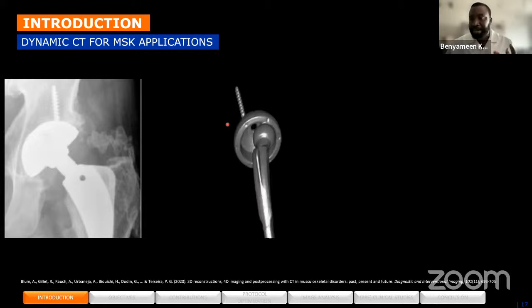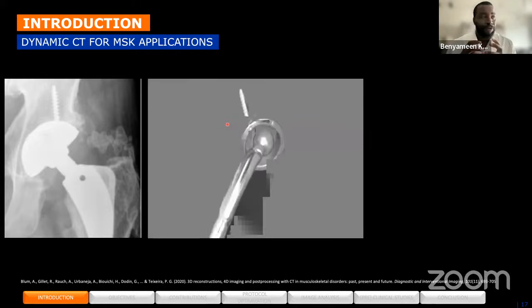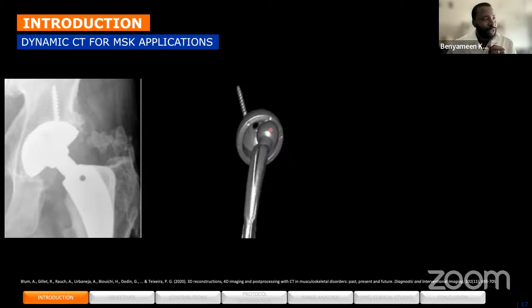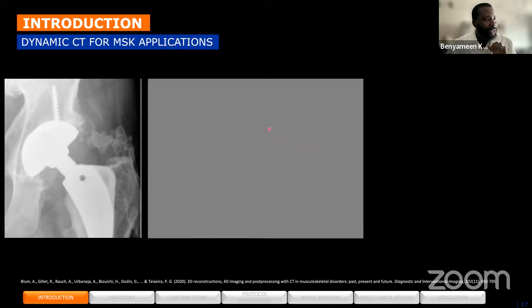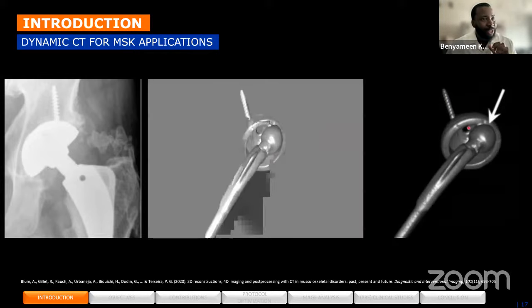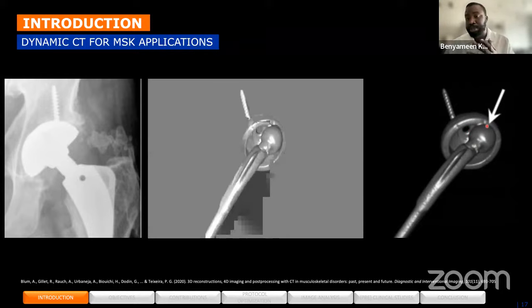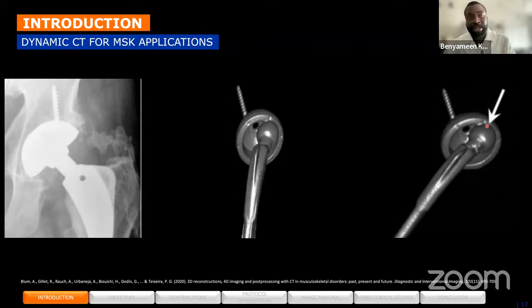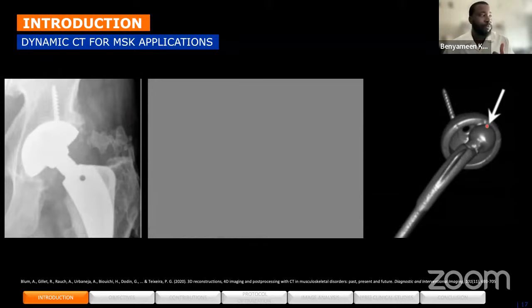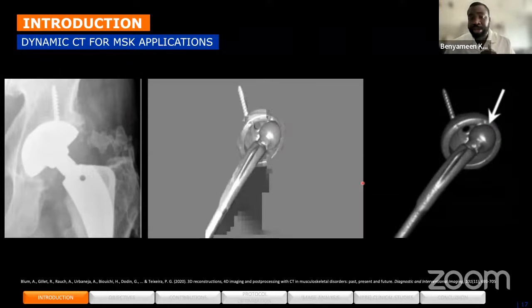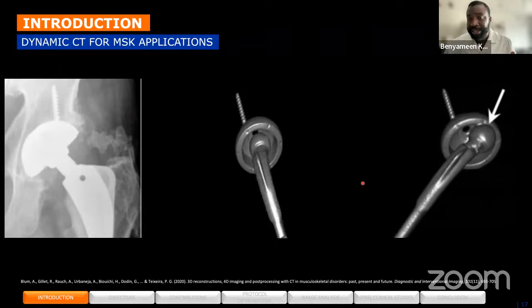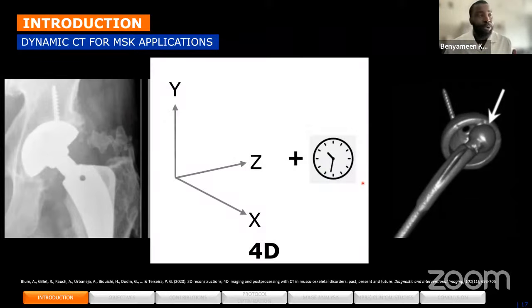If you were to do a dynamic scan, if the patient were to move, what you realize is that at some point, and this is not, sorry, the best of images, but at some point, this prosthesis is coming out of the cup. And this, for instance, could be the cause of discomfort for a patient, which is information you would not get from your standard X-ray, or from your standard static CT images, but only if you're able to obtain this 3D information over time. So that's basically the concept of dynamic imaging.